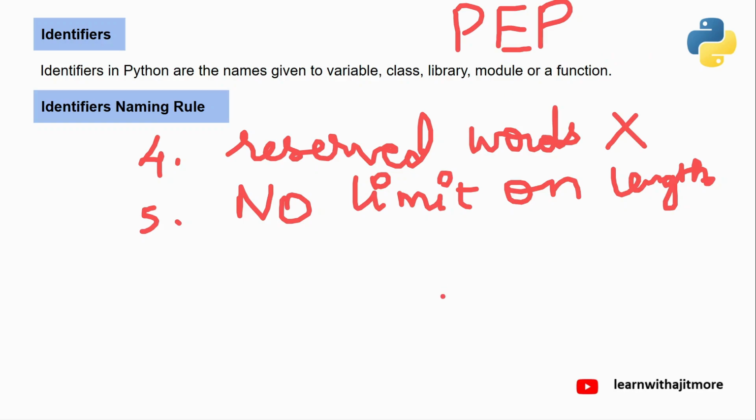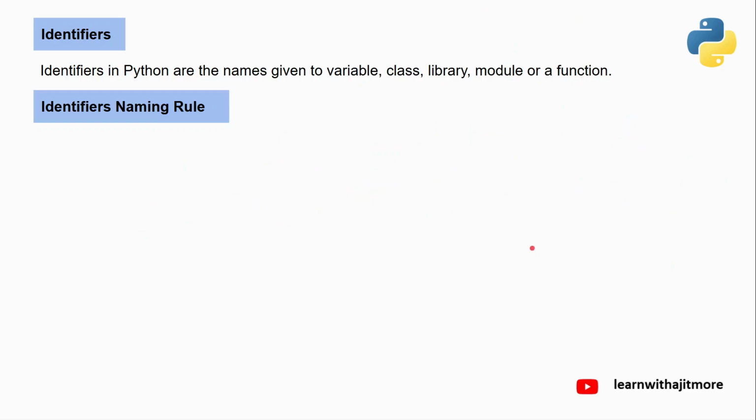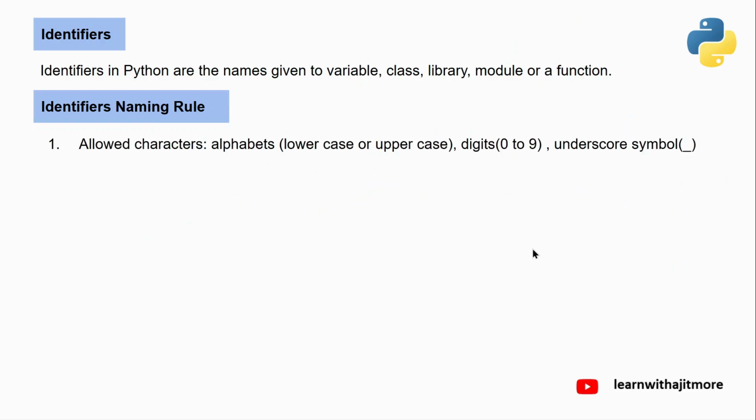But Python interpreter is not complaining. It is saying you can give any big length. But I know programmers are quite wise enough, they are smart enough, they will not unnecessarily make big variables. Okay? So I hope the rules are clear to you.